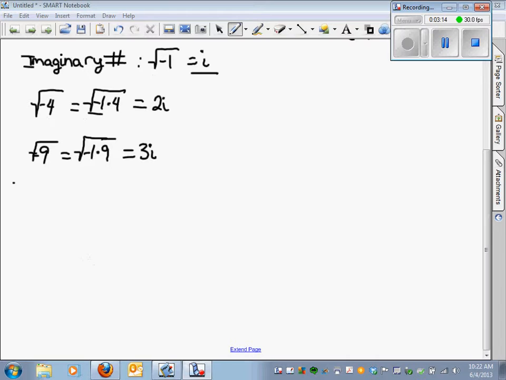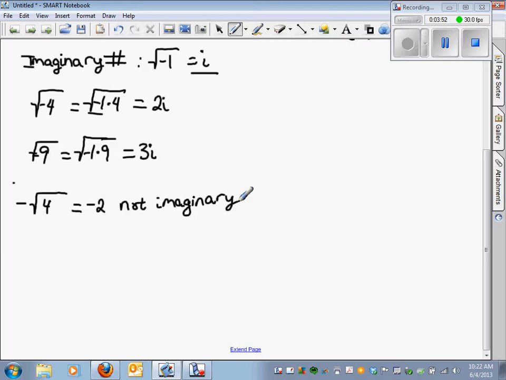Keep in mind that a negative outside the radical is not the same thing. For example, if we had the negative square root of 4, that's simply the square root of 4. Take your answer and make it negative. So this would be the number negative 2. It is not imaginary because that radical did not have a negative underneath it. We did not have a negative radicand. So this particular radical does not give us an imaginary answer. It gives us a real answer.